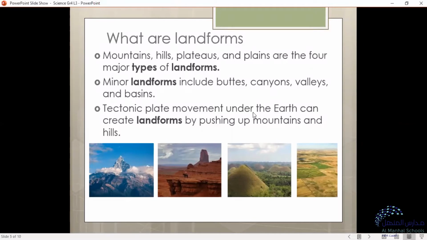Tectonic plates move under the Earth and create landforms by pushing up mountains and hills. So mountains look like this and get pushed up yearly, and you can see these are plateaus. Plateaus are landforms that are very flat and are being eroded away by wind and water. Hills like these also form when tectonic plates move against each other, and these are plains. They are vast grasslands that form most of the Americas.